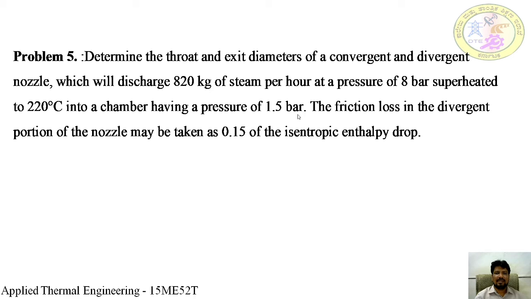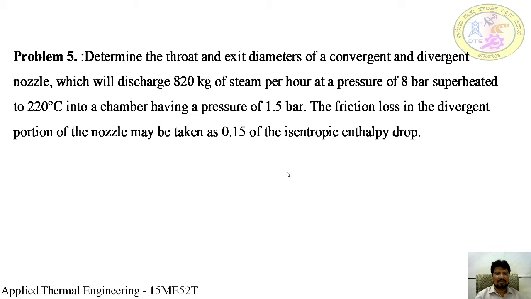That is the exit P3 value, which is given as 1.5 bar. The friction loss in the divergent portion of the nozzle may be taken as 0.15. So this is the friction loss we are considering, that is 0.15 of the isentropic enthalpy drop. So this is your given problem.